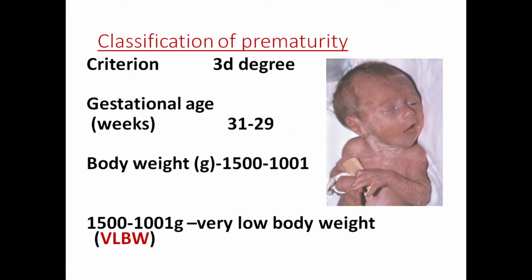Okay, the third degree, gestational age is about 29-31 weeks, body weight 1.5 to 1 kilo, and this is the classification for the weight of a premature baby. 1.5 to 1 kilo is very low body weight, VLBW, very low body weight, third degree of prematurity, 31-29 weeks of gestation. 1 minute to fix.